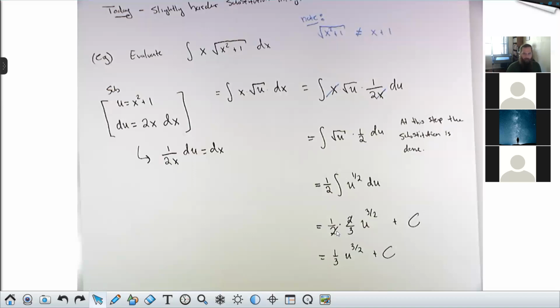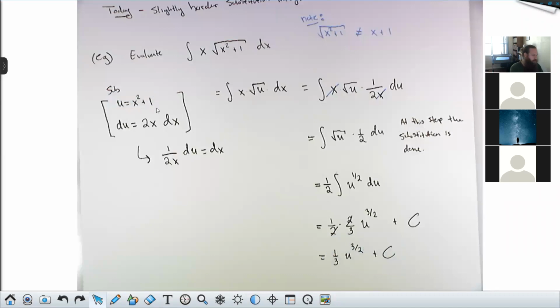Yeah, so our very last step is to swap back in for u. Because it's an indefinite integral, the original question was basically asking, what is the most general antiderivative for x times the square root of x squared plus 1? If I didn't show you the in-between steps and I said, this is the answer, you'd be like, what are you even talking about? I don't know what u is. So we need to go back and plug in for u.